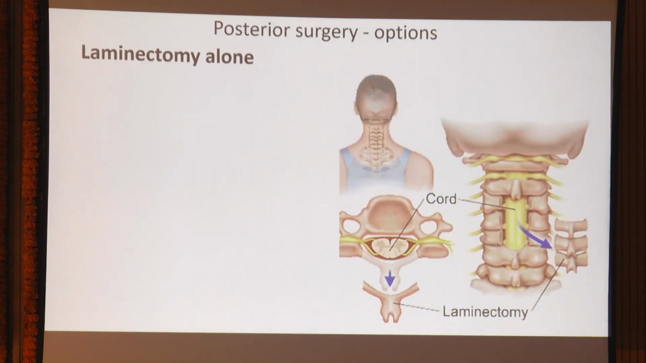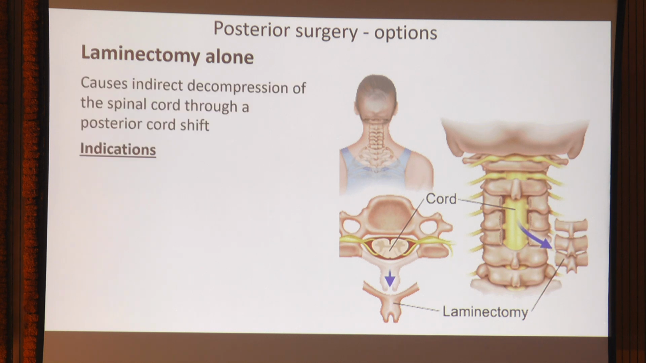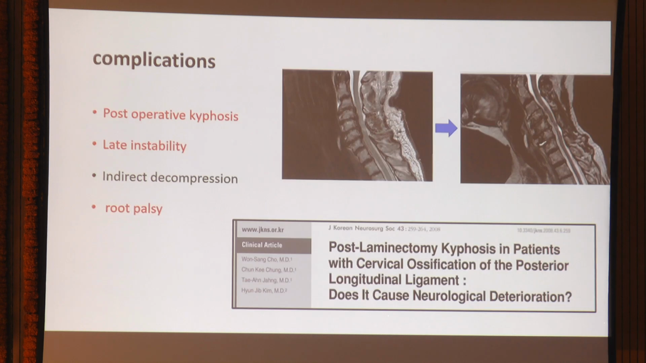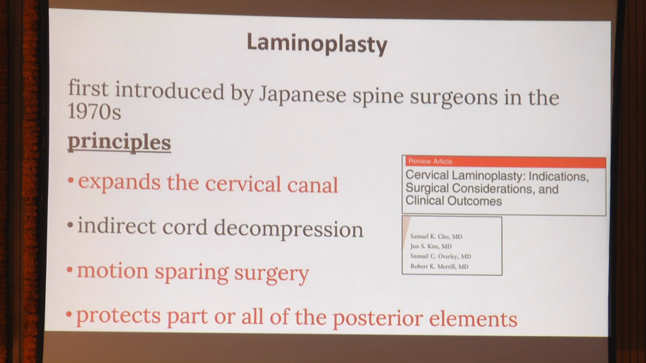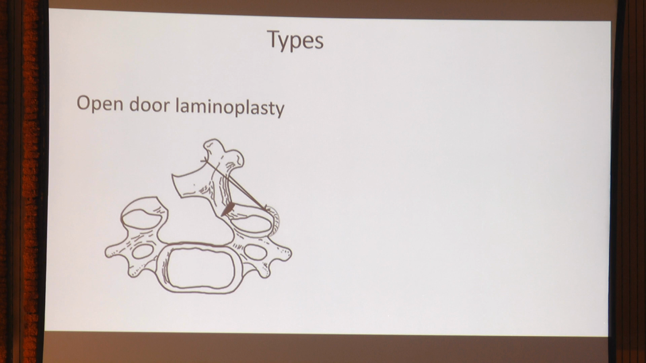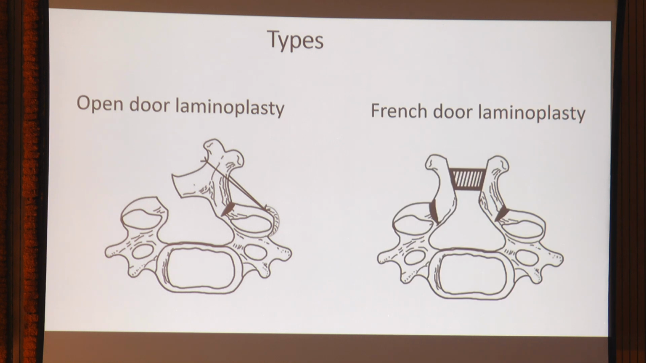And laminectomy: as we discussed, what are the cases or indications of the posterior surgery. Younger age, multiple levels, more than 2, posterior pathology, ossified ligamentum flavum, and long segment OPLL, you prefer this. But these are the complications which you might encounter, one has to be careful. Then laminoplasty: there you don't take out the lamina totally, you open up this window and try to decompress the cord. This is important. This may be open door laminoplasty and this is a French door laminoplasty. There you increase the capacity of the spinal canal.